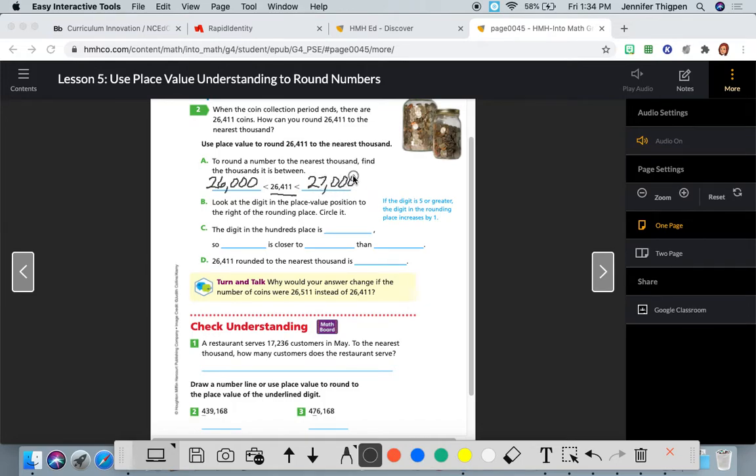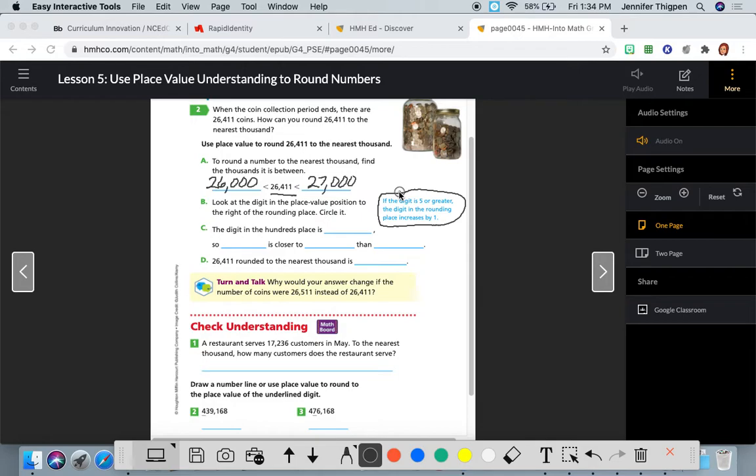Okay? All right, now we can look at the digit in the place value position to the right of the rounding place. Remember, we are rounding by thousands, so we're looking at the six in the thousands. In order to round to the thousands, we have to look at the number in the hundreds. Look at this rule over to the right side. Circle this rule over here. I told this to you in the other video. If the digit is 5 or greater, the digit in the rounding place increases by 1. So you go up, you round up.